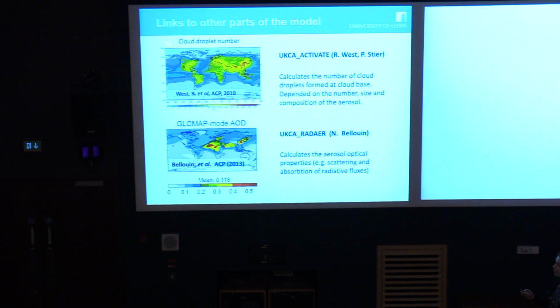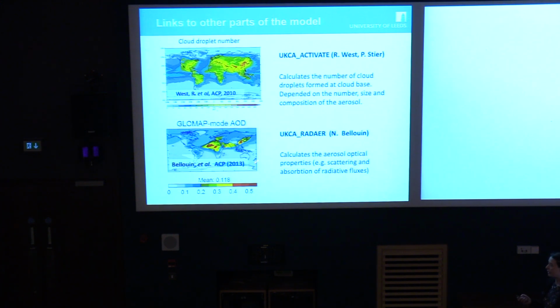And actually the model is able to reproduce the global distribution of cloud droplet number fairly well. We've got high concentrations of cloud droplet number where we have high concentrations of aerosol in these polluted regions here, very low concentrations over in the marine region, and they compare reasonably well with observations.